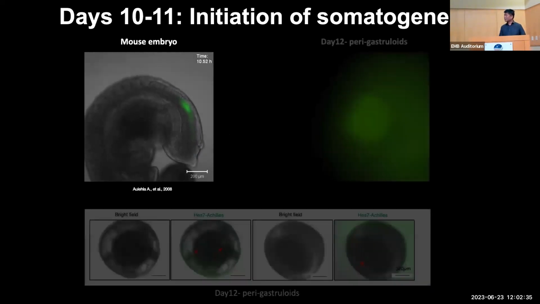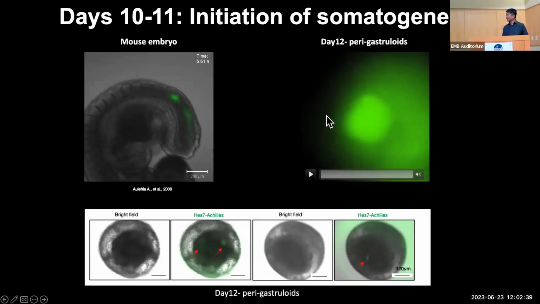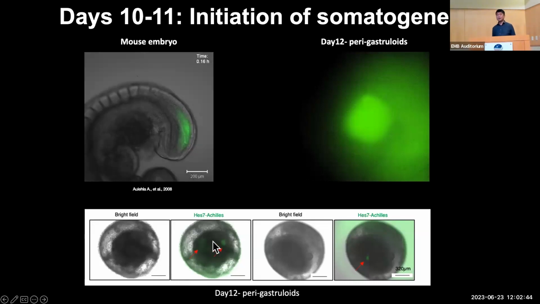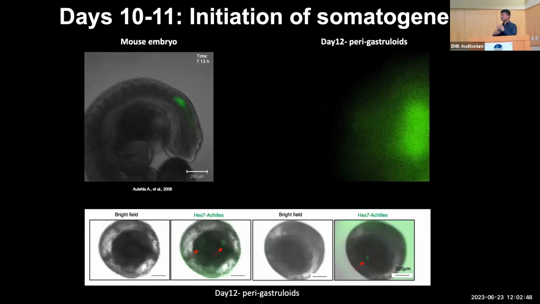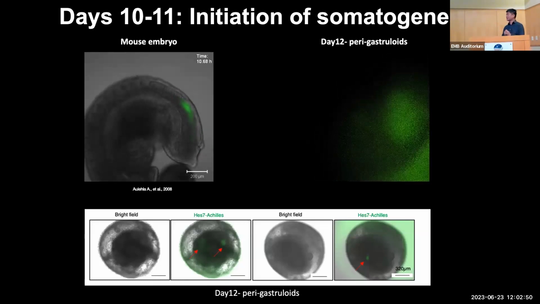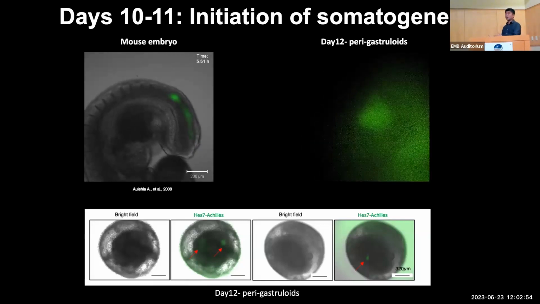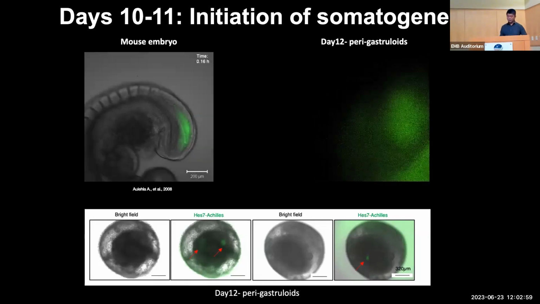And in our model, it doesn't look that good, but this is the Hes7 reporter. We can see Hes7 positive cells in these structures. And when we recorded, it does seem to start the oscillation at this stage. So we're continuing to improve to see whether we can see the real somite structure forming in these structures.